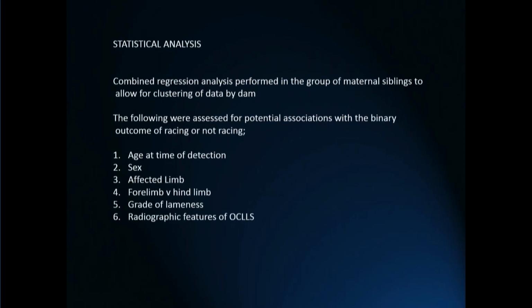So we crunched the numbers and performed regression analysis in the group of maternal siblings to allow for clustering of the data by dam. And we looked at the following factors to assess for any associations with the outcome of racing or not racing: whether age at the time of detection, the sex, the affected limb, whether it was a front leg or hind leg, how lame the horse was, and the features of the cyst-like lesions, and whether this affected the likely outcome or not.